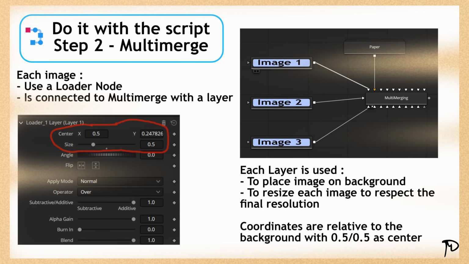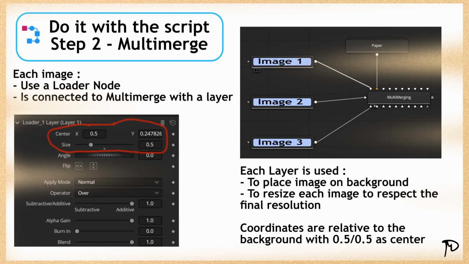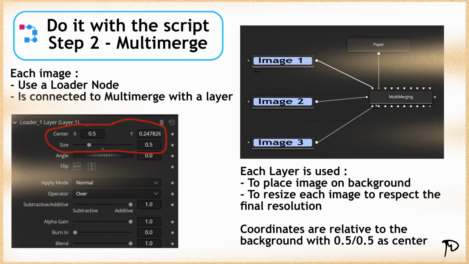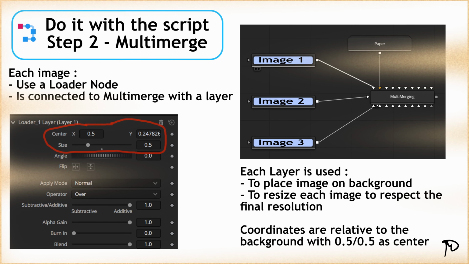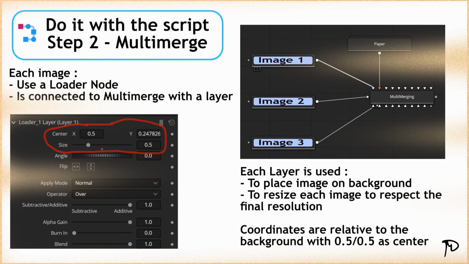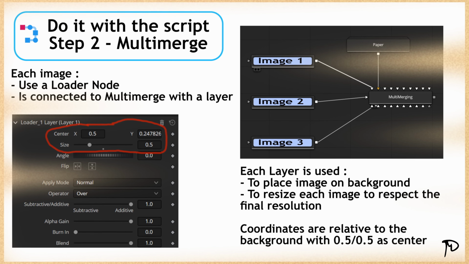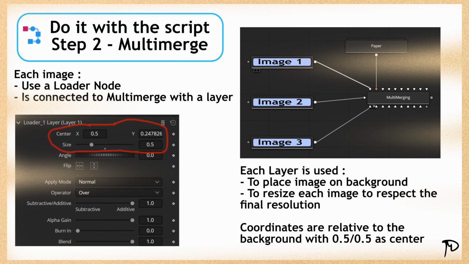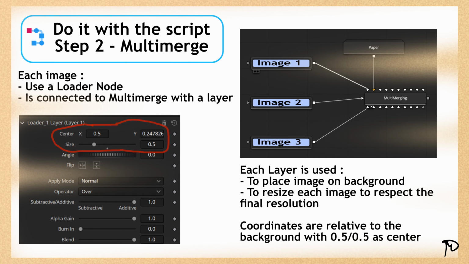In step 2, all the images in the folder need to be loaded. For this, each image uses a loader node, and all the loaders are then connected to a multi-merge node with one layer per image. Each layer allows the image to be resized and positioned on the background. The background is also connected to the multi-merge node.